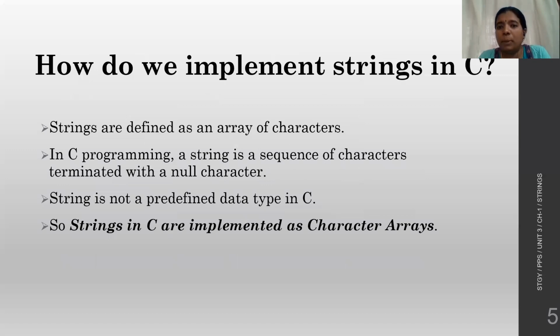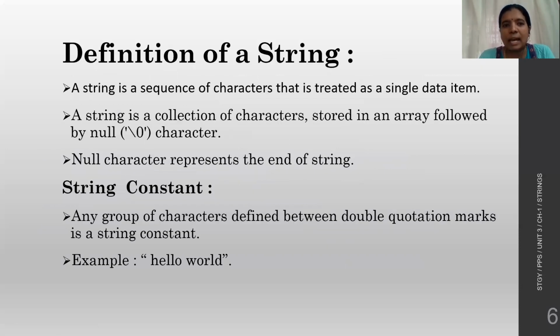Okay, how do we implement strings in C? Is string a data type? Actually, no. The answer is no. String is not a predefined data type in C. So strings in C are implemented as an array of characters. A sequence of characters terminated by a null character is defined as a string. So we implement strings as character arrays. That's the reason when we were talking about arrays, we did not much talk about strings. Here we talk about strings as character arrays.